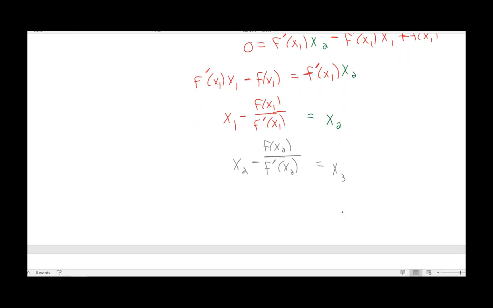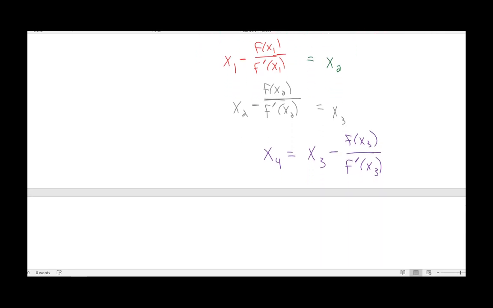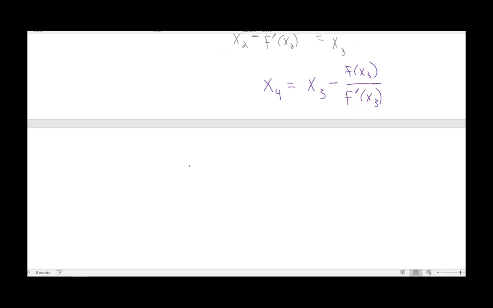Let me use purple. The fourth zero, I'm just going to rewrite this way: the fourth zero is in terms of the third zero, x3 minus f at x3 divided by f prime at x3. And here's an iterative process. Again, the next x-intercept is in terms of the prior one. So the way we typically write this formula for Newton's method is: the next guess, the n plus first guess, is in terms of the prior x-intercept: x(n+1) equals xn minus f at xn divided by f prime at xn.